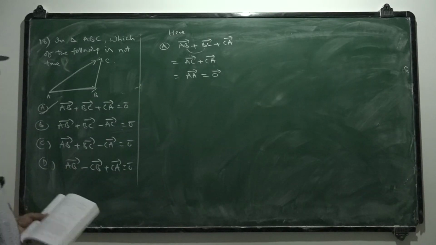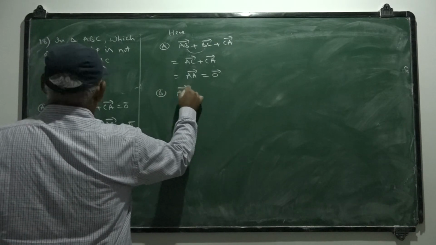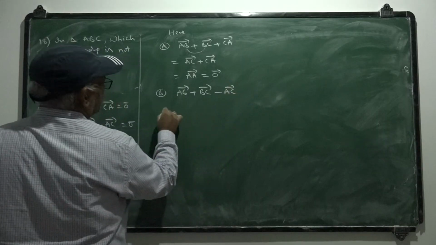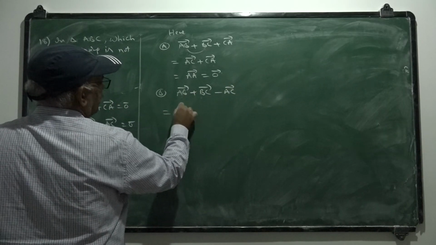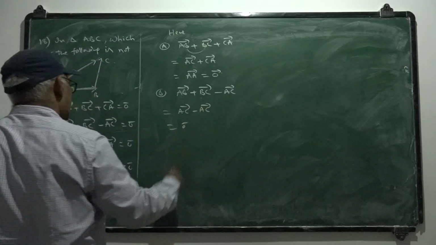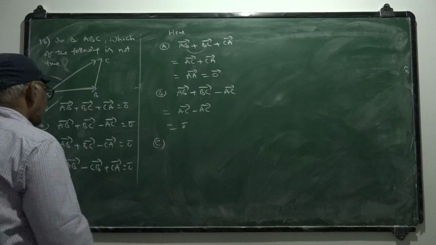The second one is B. AB bar plus BC bar minus AC bar equals AC bar minus AC bar. On cancellation, clearly 0 bar. Valid.